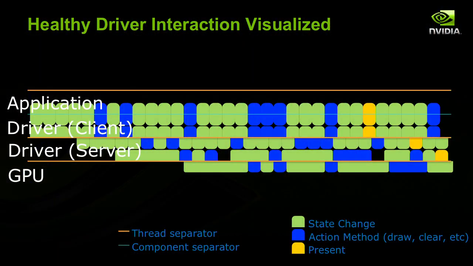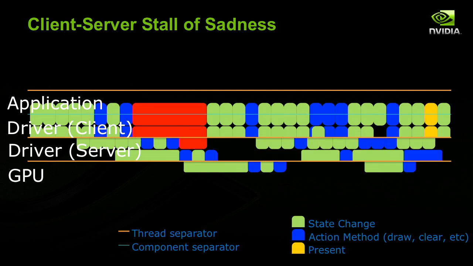So we look again here, this was what our healthy driver interaction looked like. And when we introduce a call like map unsynchronized, you get this. What happens is this red call was effectively a map unsynchronized. You see that the client thread, the client portion of the driver, just sits there and spins and has to wait while all of that work from the server thread gets completed. Then we finally get to where we can service this command, everything gets returned, and this inserts this sort of perf bubble that just propagates on down.